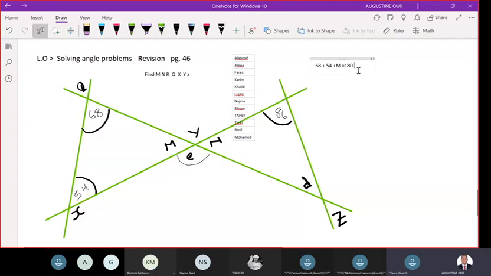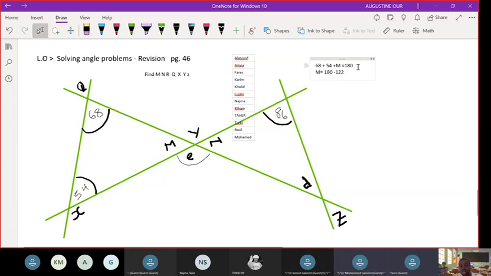So everyone, M is 58. So now, 68 plus 54 is how much? 122. Yes, 122. 68 plus 54. So M is equal to 58. 180 minus 122.